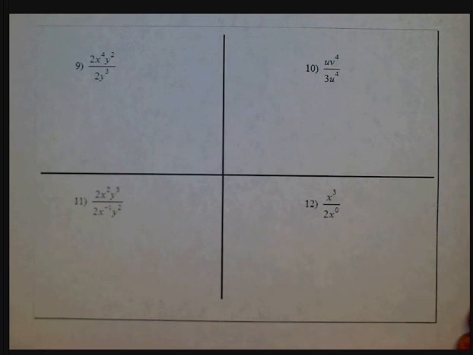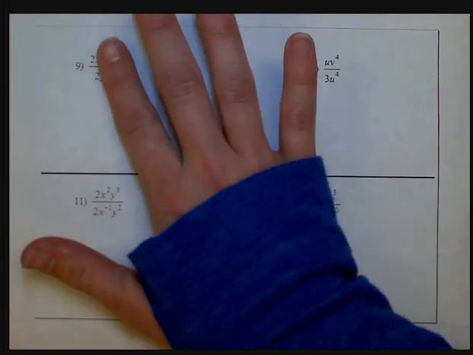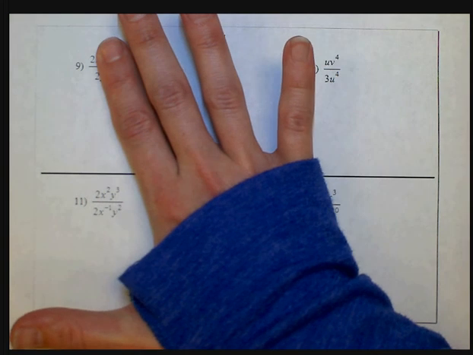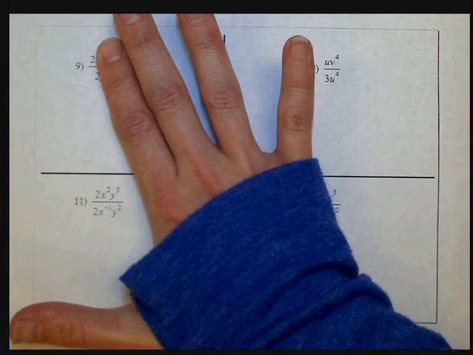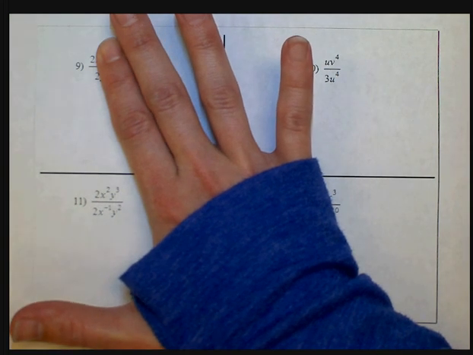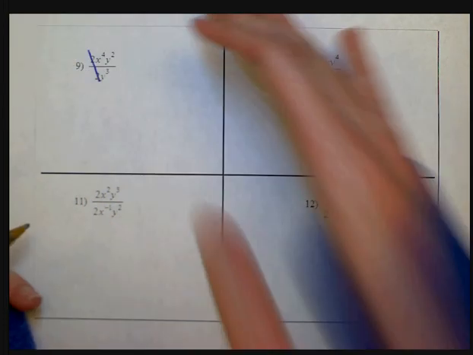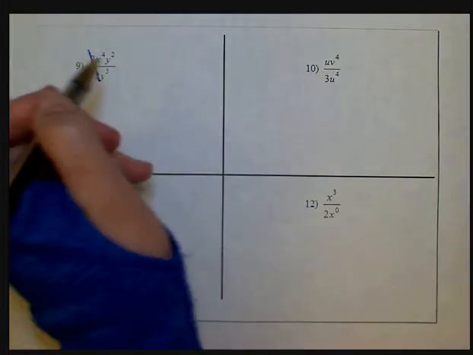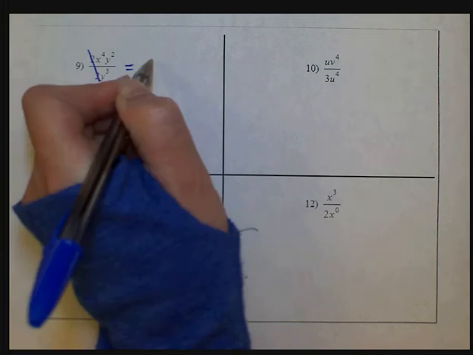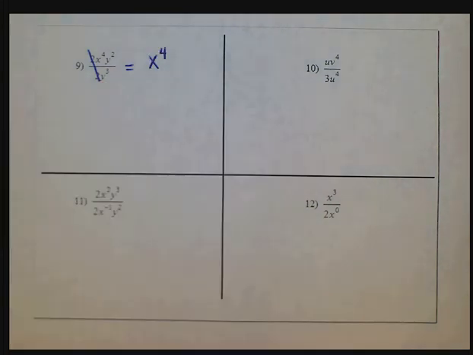So number 9, I'm going to look at the numbers first. It helps me to cover up the other stuff I'm not dealing with. Treat the numbers like numbers. 2 divided by 2 is 1, so I can cancel them out. Now I look at my x's. I only have an x on the top, so the x to the 4th is going to stay there.